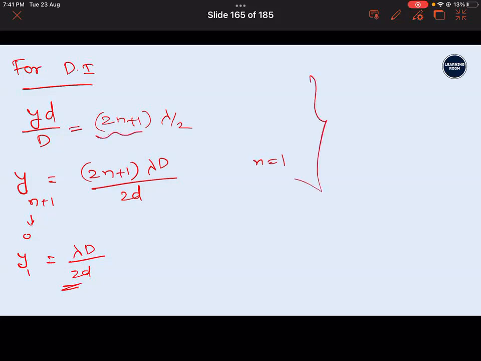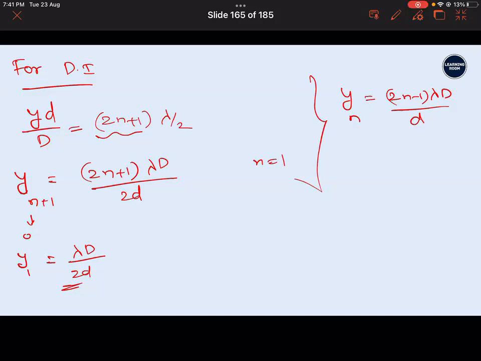See, I told you this 2n plus 1 is there, right? 2n plus 1 is actually an odd multiple. So some books give y is equal to 2n minus 1 into lambda into capital D divided by small d. If that is the case, you can put n as 1. Then you write it as yn. So you need to be very careful in this fact.